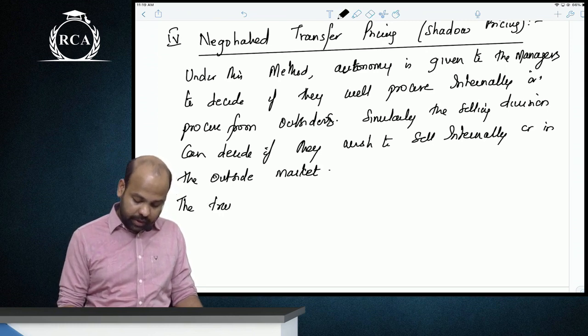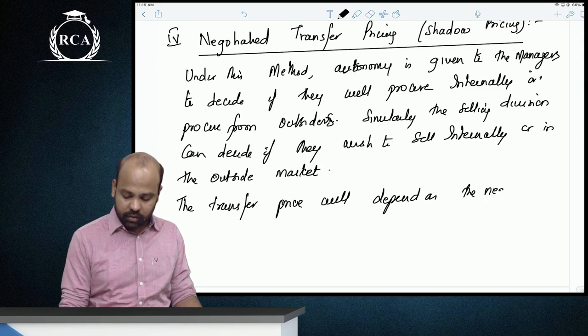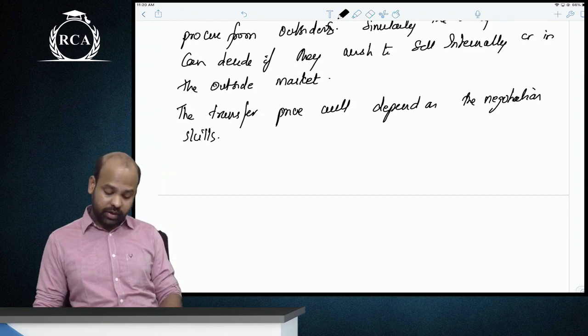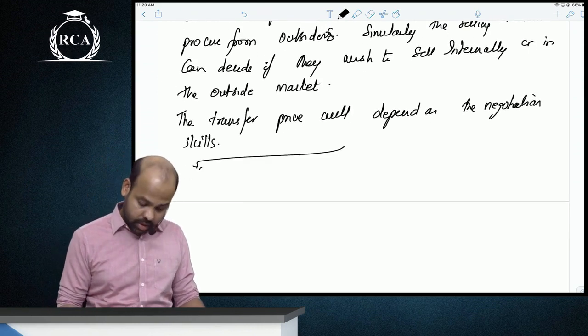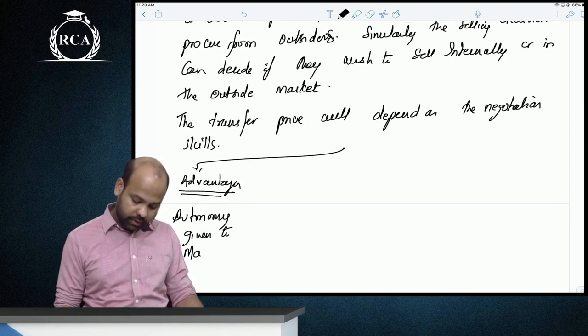The transfer price will depend on the negotiation skills. This is one of the behavioral consequences. Advantage is the autonomy given to managers. This is the biggest advantage: autonomy given to managers.